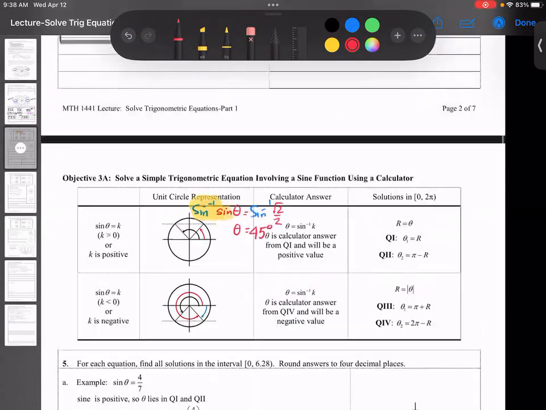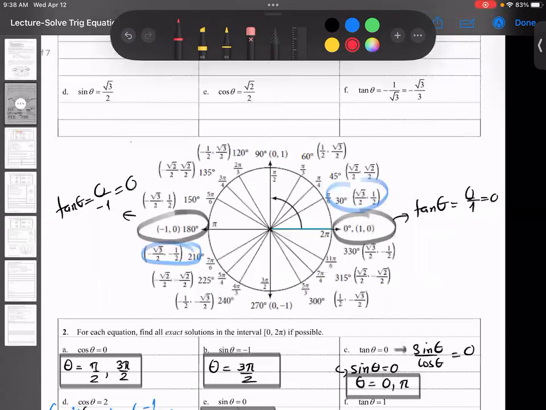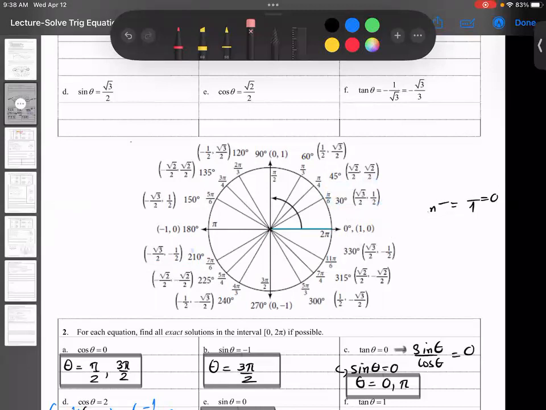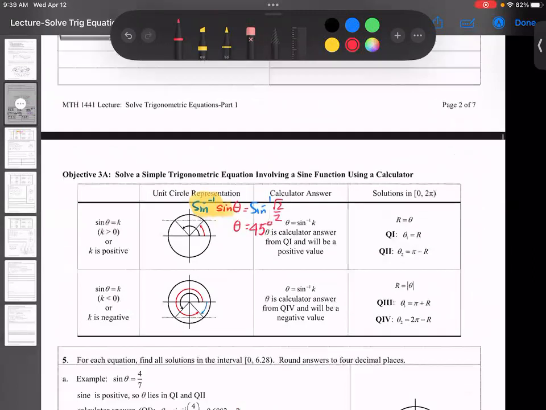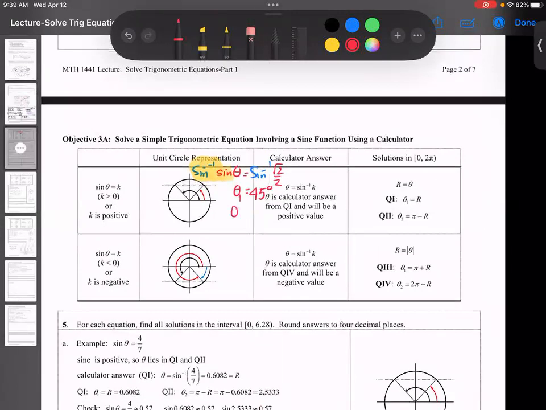So at root 2 over 2, you can take a look at here. Let me erase all that. Sine of root 2 over 2 is positive, so we look at quadrant 1 and quadrant 2. That one and that one, right? Your calculator only tells you the first one, but you have to come up with the other one. So theta 1 is 45 degrees, and theta 2 equals 135 degrees. That's the one you have to come up with.